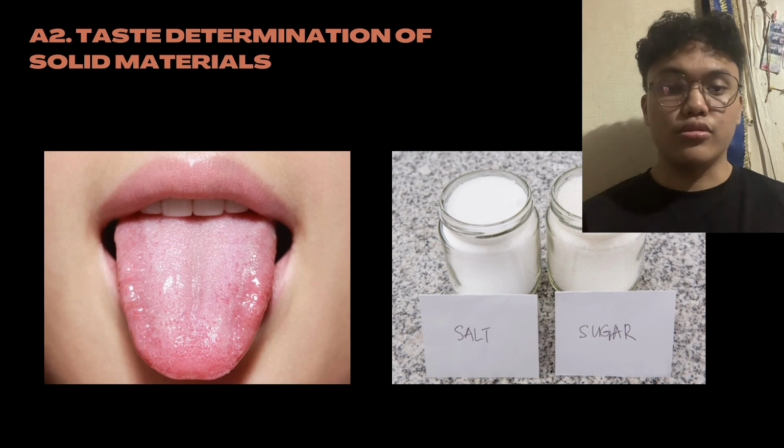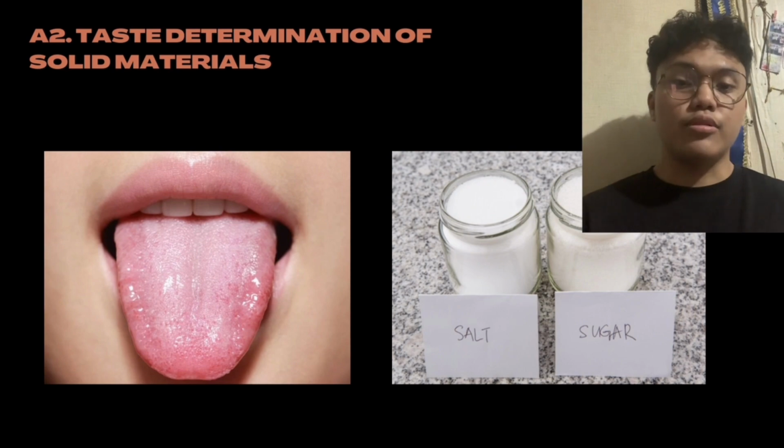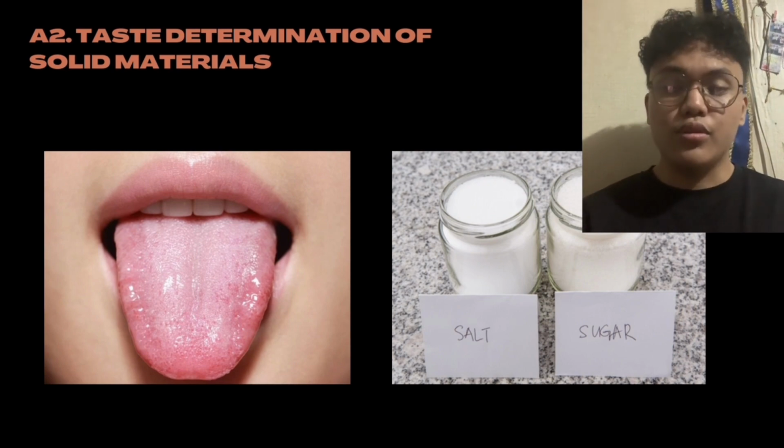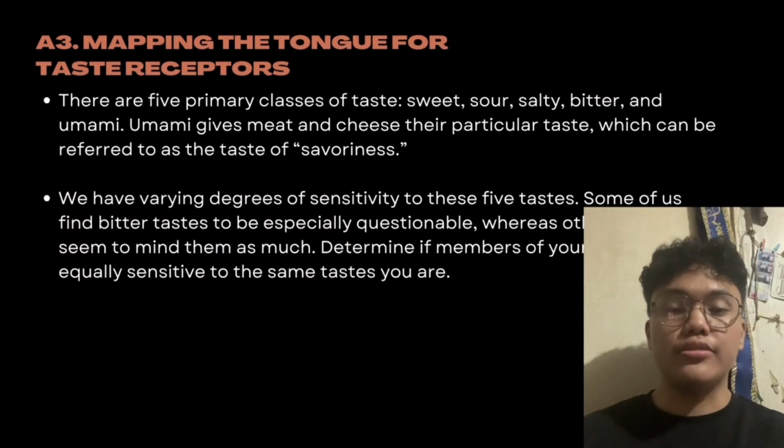After placing either the salt or sugar crystals on my dried tongue, I was not able to taste anything and therefore I failed to determine whether the sample was sugar or salt due to not being able to taste the sample because of the lack of saliva, which helps in the sense of taste. Mapping the tongue for taste receptors.